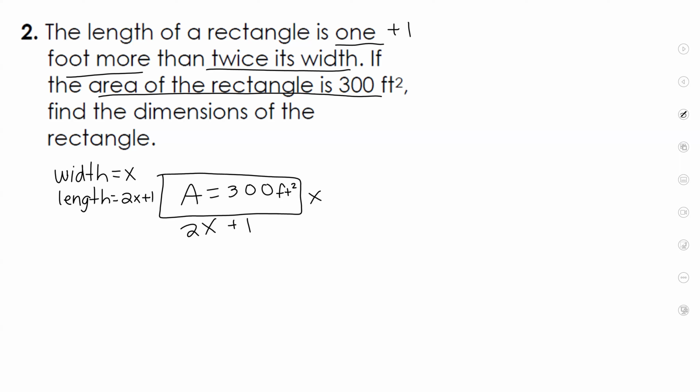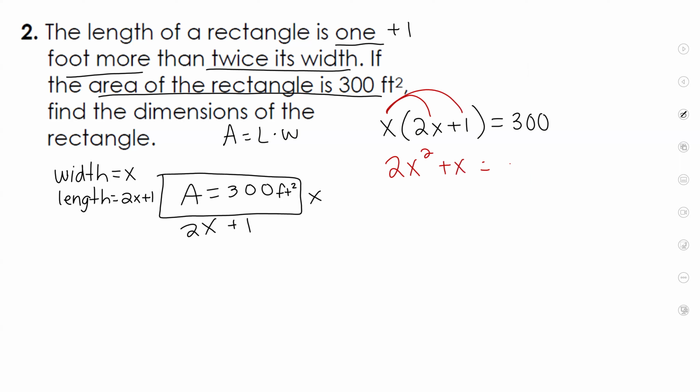Okay, so let's go ahead and set it up again. Remember, to get the area, you do length times width. So I'm going to do X times 2X plus 1, and my area is 300. We're going to distribute. This will be 2X squared plus X equals 300.